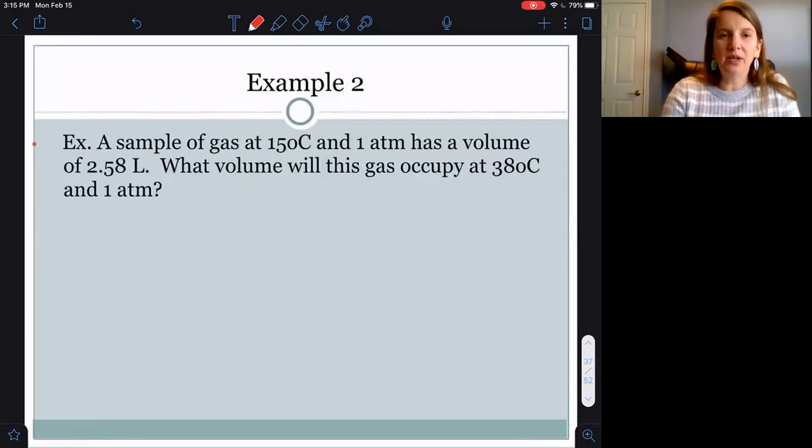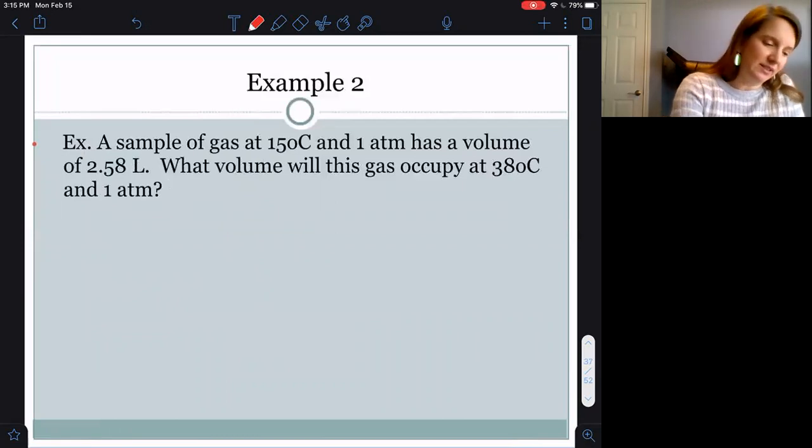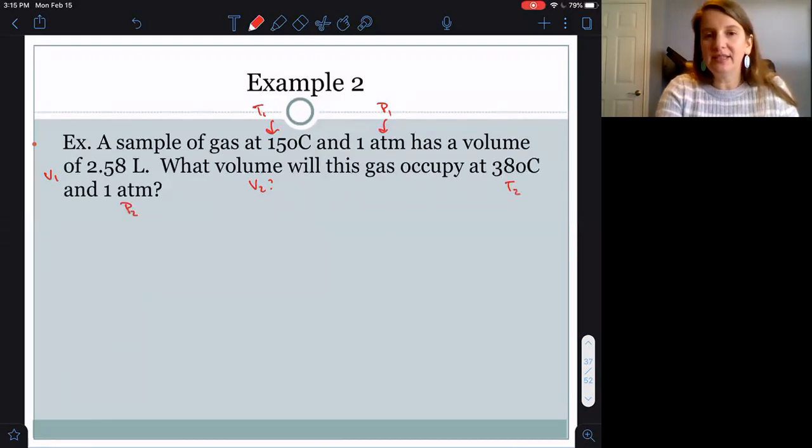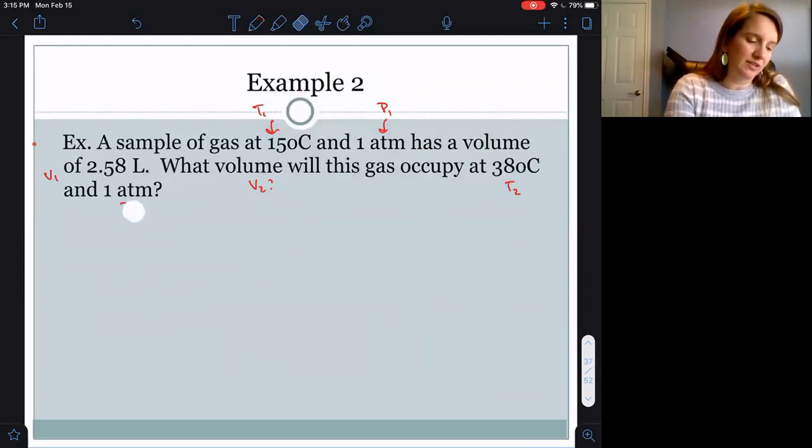Looking at example 2, a sample of gas at 15 degrees Celsius, sorry, that degree sign looks like a 0, but it's not. So that's T1. In 1 atmosphere, that's P1, it has a volume of 2.58 liters, V1. What volume, so we're looking for V2, will this gas occupy at 38 degrees Celsius, T2, and 1 atmosphere of pressure? So you can see that the pressure is actually constant. So we don't actually have to deal with the pressure this time because it's at 1 atmosphere in both cases.